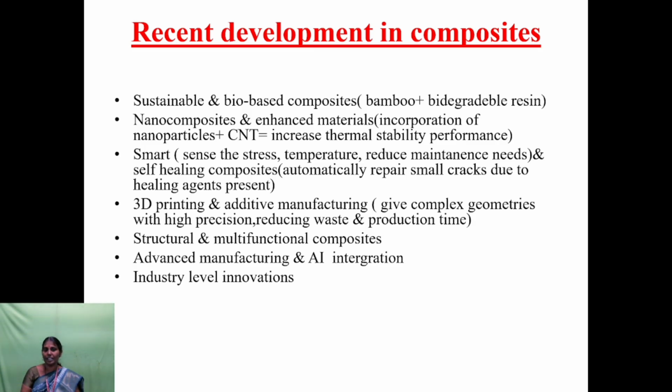And the next one is 3D printing and additive manufacturing. So 3D printing gives complex geometries with high precision, reducing waste and production time. Next one is structural and multifunctional composites, and advanced manufacturing and AI integration, that is particularly used in machine learning and coding. Here we can use advanced manufacturing composites. Then industry level innovations, we can use a lot of composite materials.